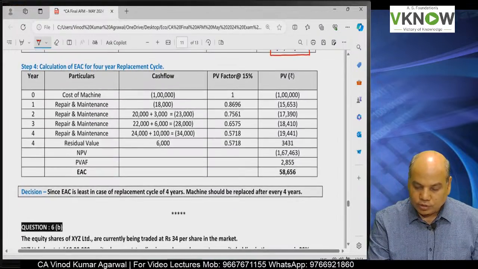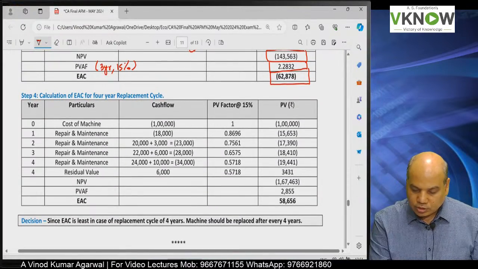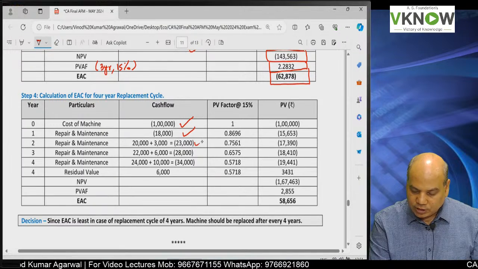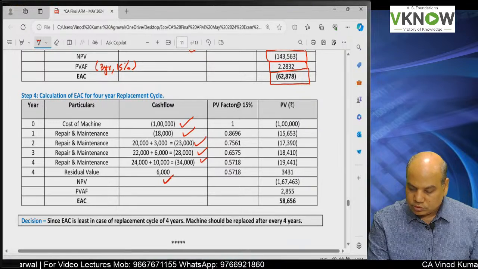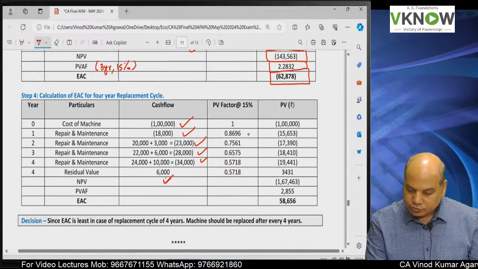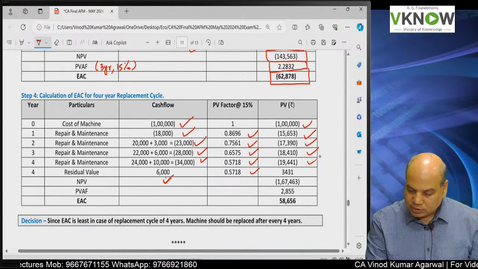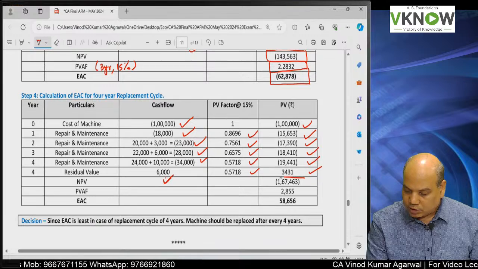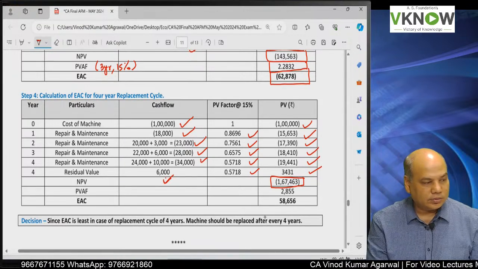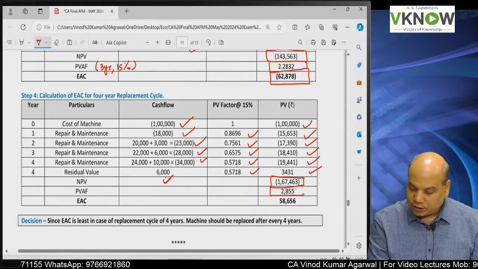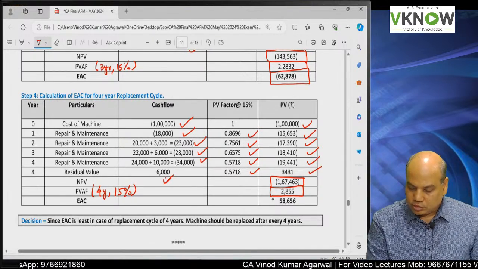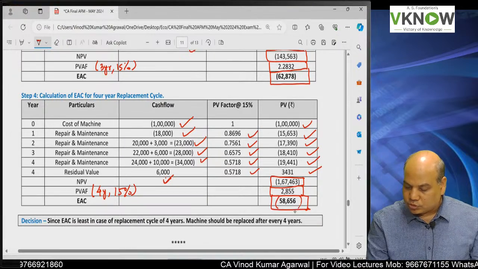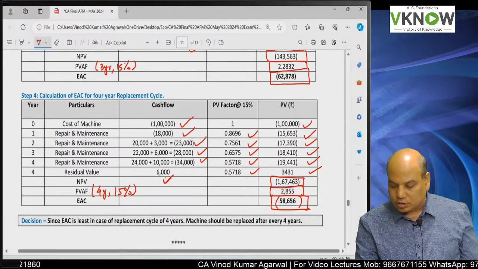Then we will do the same thing for 4 years also. Cost of machine, repair and maintenance for the first 4 years, and then a salvage value inflow of 6,000 in the 4th year. Factors are given in the problem. Kindly multiply and please check the total. NPV comes to 167,463. Divide by the annuity factor for 4 years and 15%. Your equivalent annualized cost comes to 58,656. Now this is the lowest.